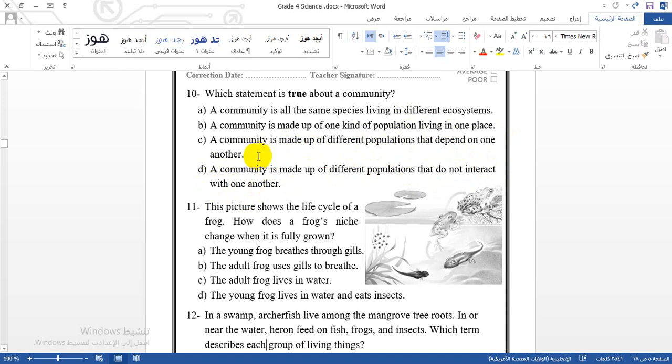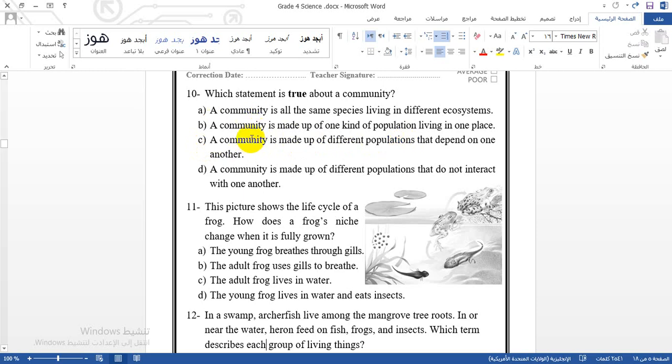Which one of them do you think is correct about community? I think that letter C is correct, because a community is made up of what? Of different populations. It's correct. Like a group of elephants, a group of zebras, a group of... I am talking now about an example of a community like what?